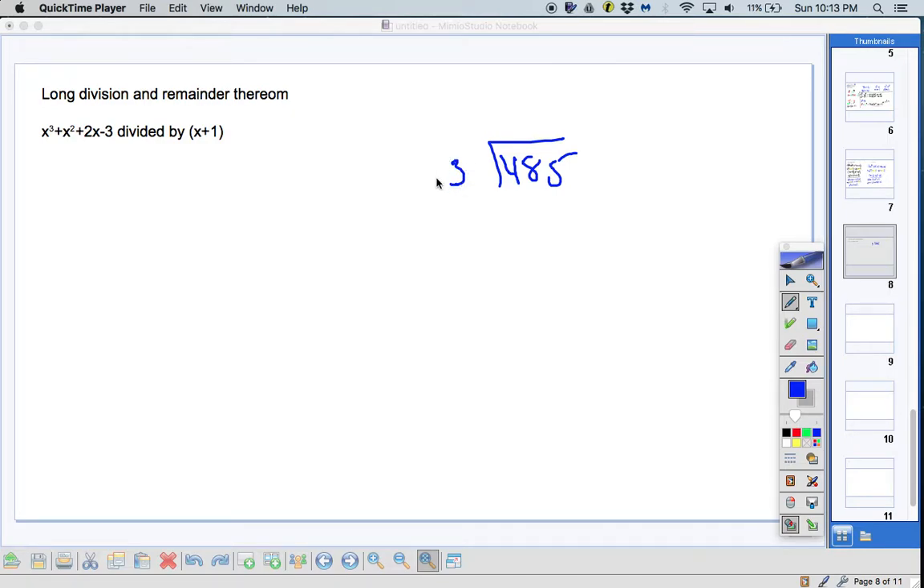So first question is, how many times does 3 go into 4 without going over? Well, that's once. Then we multiply. 3 times 1 is 3. We put that number down here. And then we end up subtracting. 4 minus 3 is 1. And then we bring down the next number, an 8.